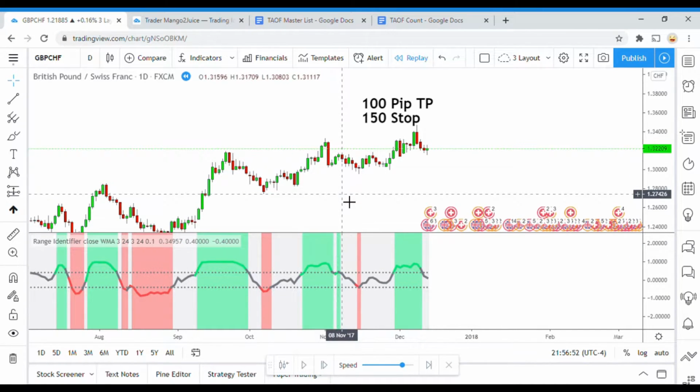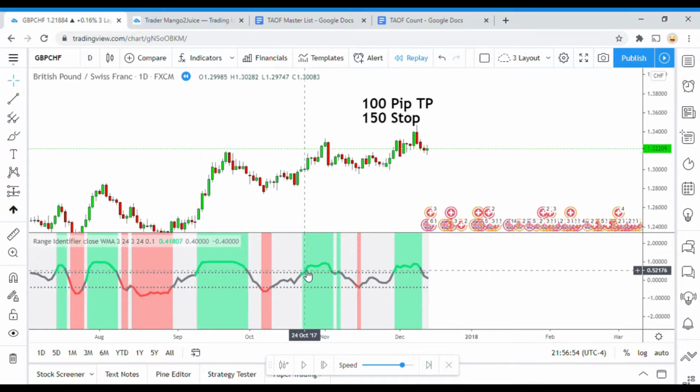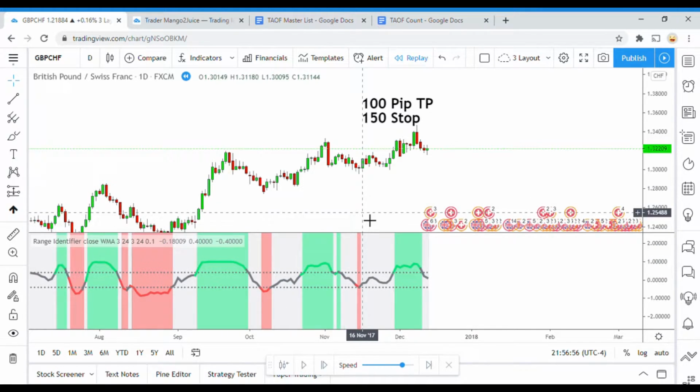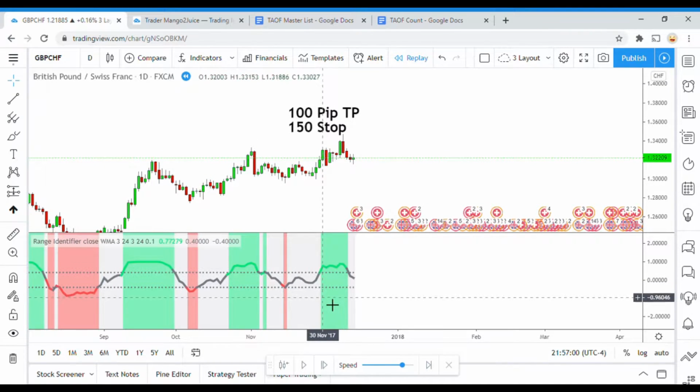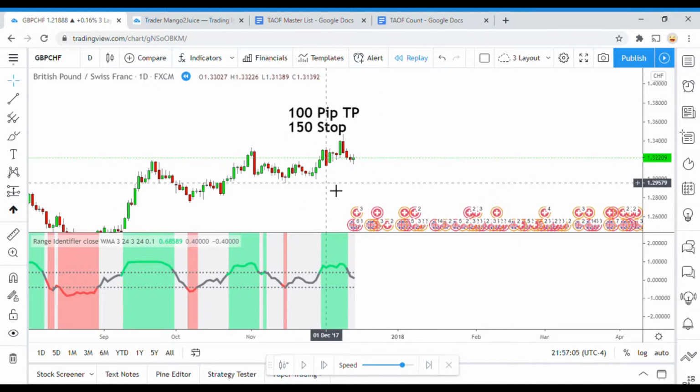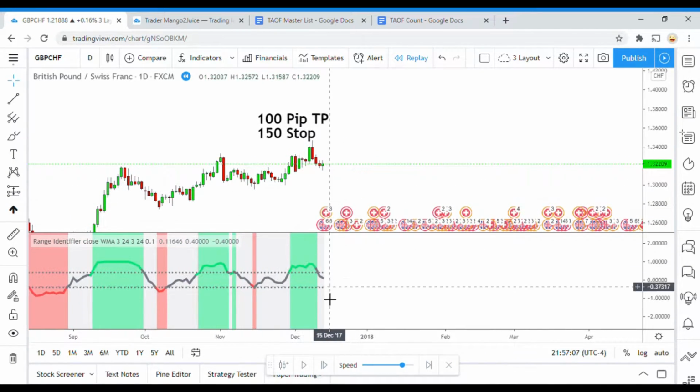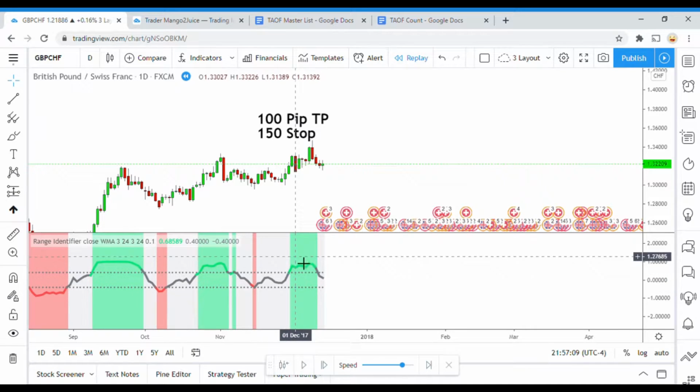Now, I have not thrown this on a really low time frame, like a 1 minute, and really sat and watched to see if it repaints. But from my understanding, it doesn't. From what I've seen, it doesn't appear to repaint. And so we're going to give it a go like this.